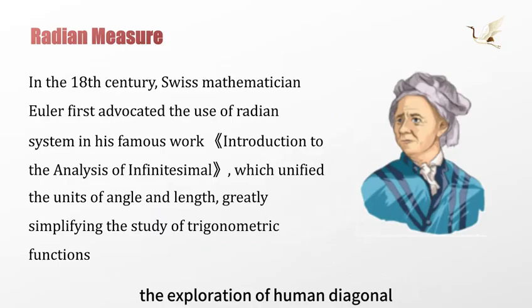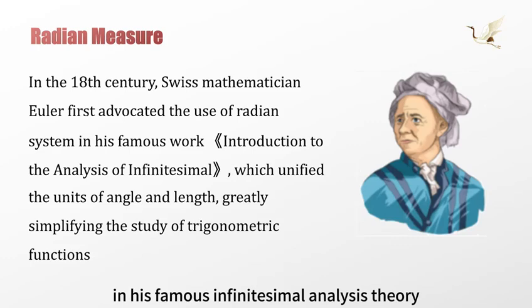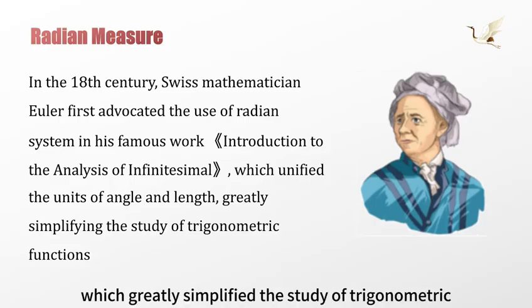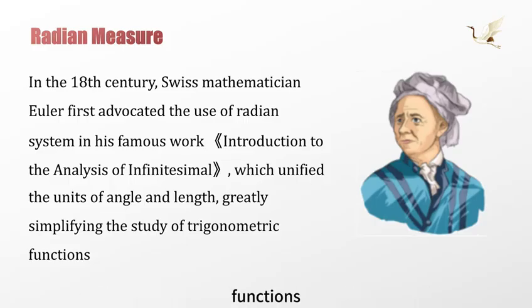The exploration of angles by humans has experienced a long historical process. The radian system was proposed by the Swiss mathematician Euler in the 18th century. In his famous infinitesimal analysis theory, he first advocated the use of the radian system to unify the units of angle and length, which greatly simplified the study of trigonometric functions.